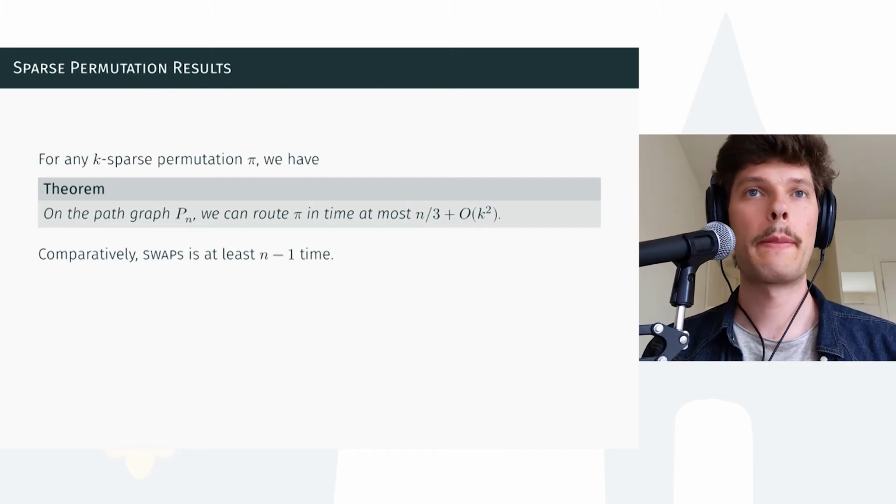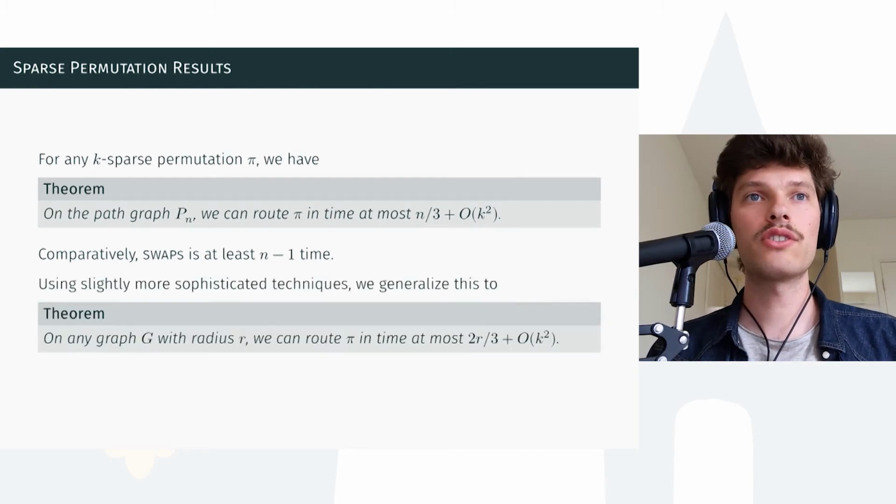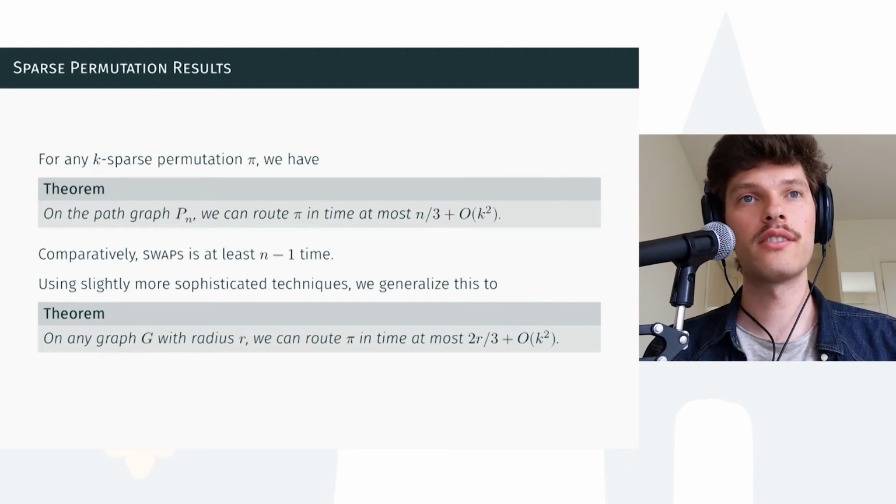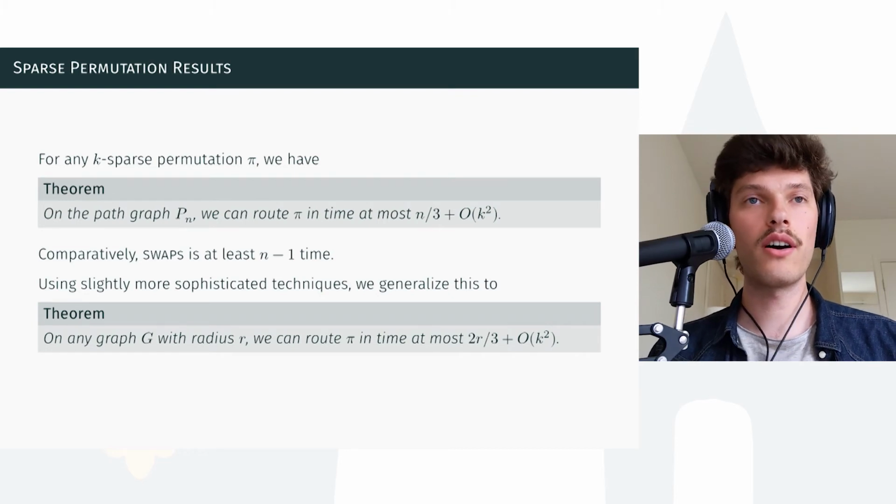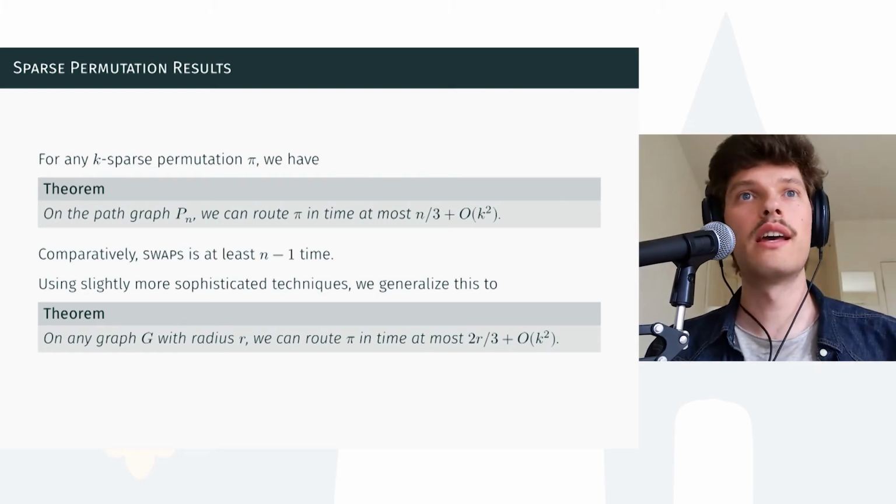Now, using slightly more sophisticated techniques, we can actually generalize this to any graph G with a radius r, where we can route pi in a time at most 2r over 3 plus k squared. So this, again, obtains the path result, however, allows us to apply it to any connected graph.